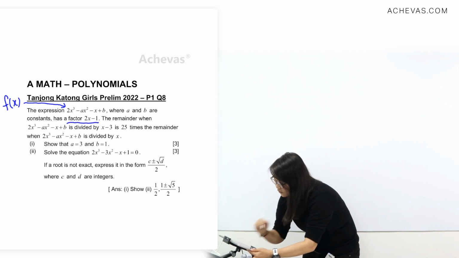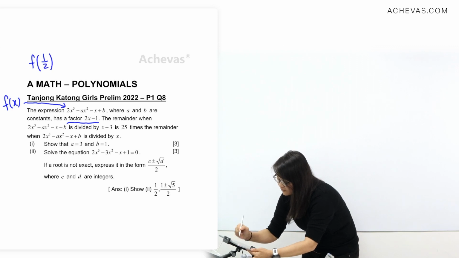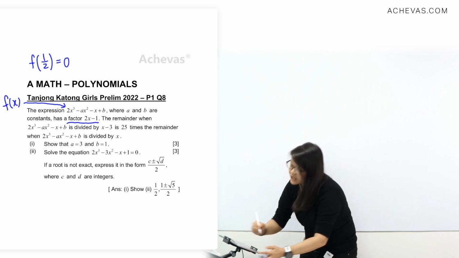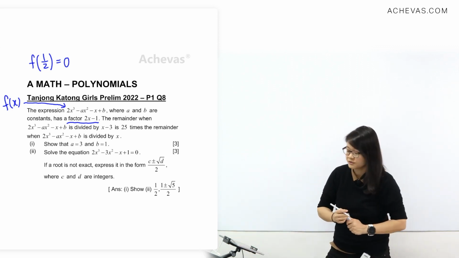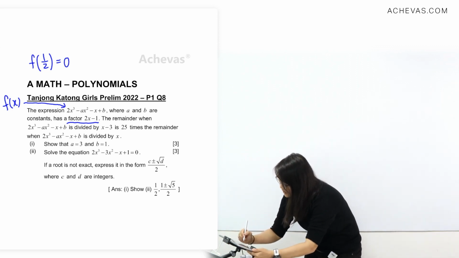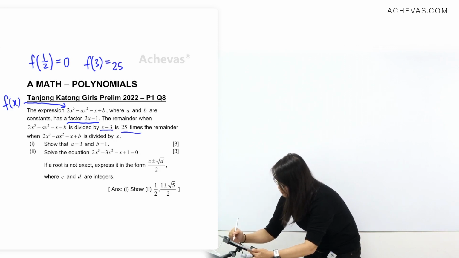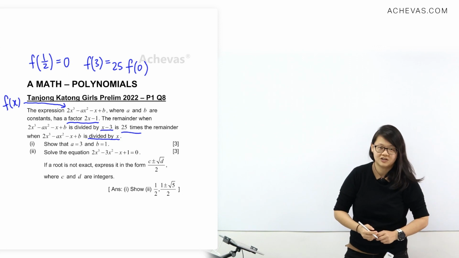When I'm given a factor of 2x minus 1, I can substitute half into the function and the remainder that I'll get is 0. That's the factor theorem. Next, when I divide by x minus 3, I substitute 3 into the function, and the remainder will equal 25 times the remainder when it's divided by x, which means I substitute 0 into the function.